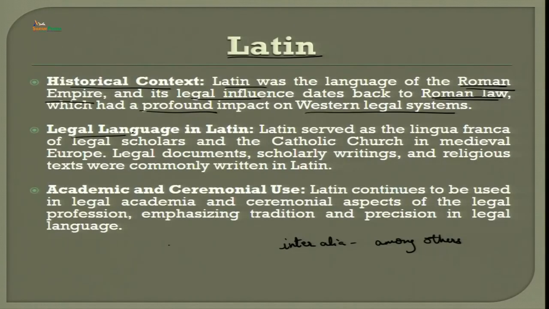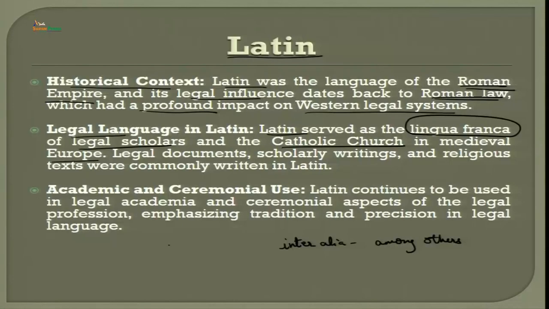Legal language in Latin. Latin served as a lingua franca of legal scholars and the Catholic Church in medieval Europe. So, what do you mean by lingua franca? Lingua franca means the language that is spoken widely, or the colloquial speech.